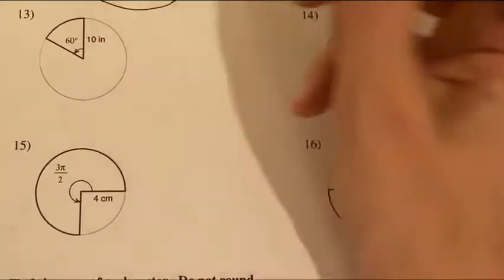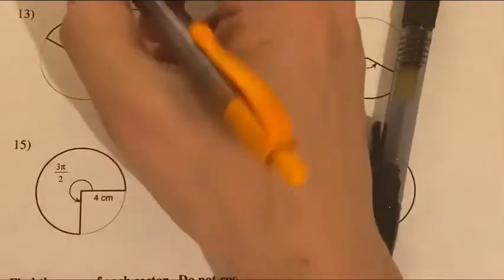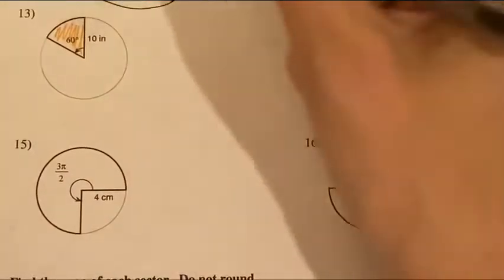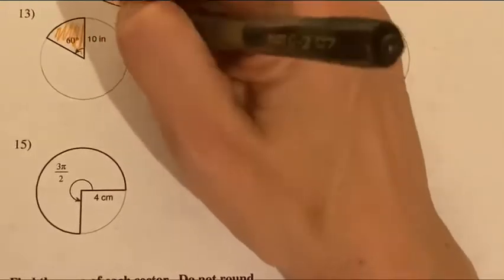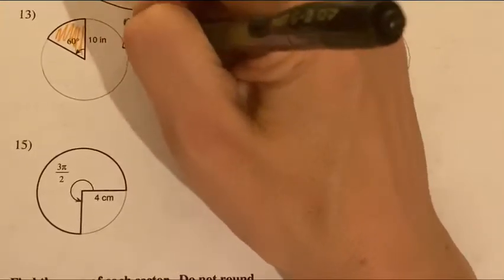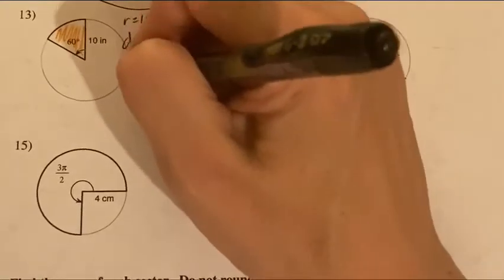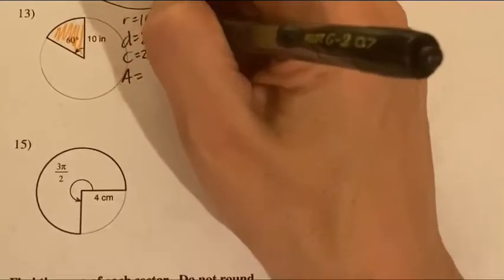Now they want the area of the sector. So what is it that they're asking for? They're actually looking for the area, not the part of the circumference, but the part of the area. So if the radius is 10, diameter is 20, circumference is 20 pi, but I got to keep going because they want a portion of the area. So that would be 10 times 10 times pi.